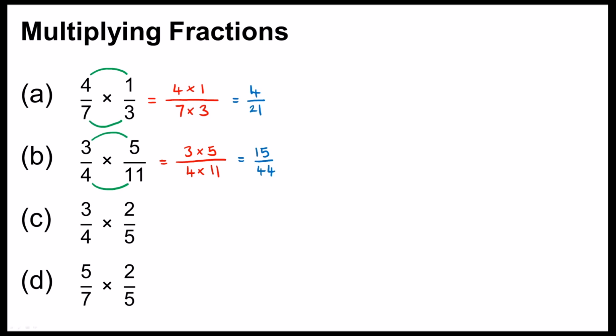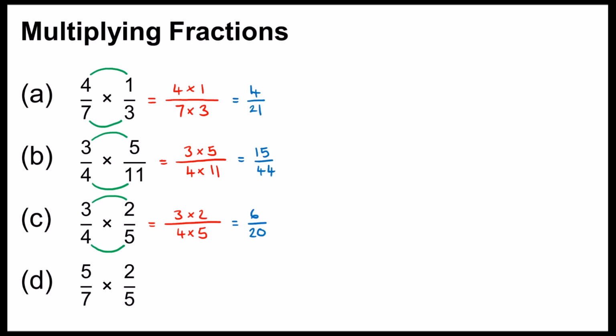My third example asked me to work out 3/4 times by 2/5. So as with before, I'm going to times the top two numbers, that's 3 times 2. This needs to go on the top of my fraction. And on the bottom, we've got 4 times 5. Three times 2 on the top gives me 6, and 4 times 5 on the bottom gives me 20.